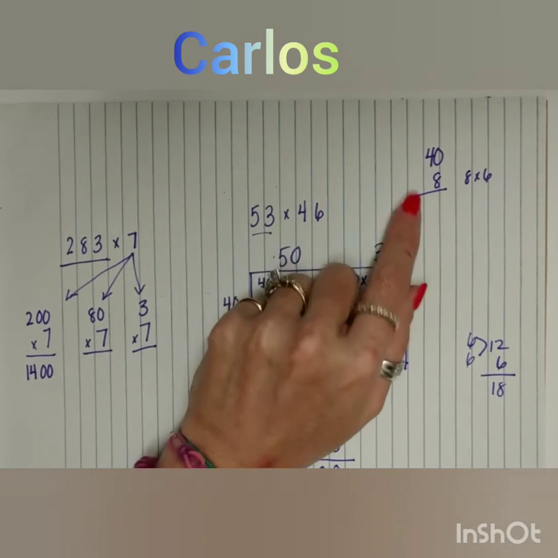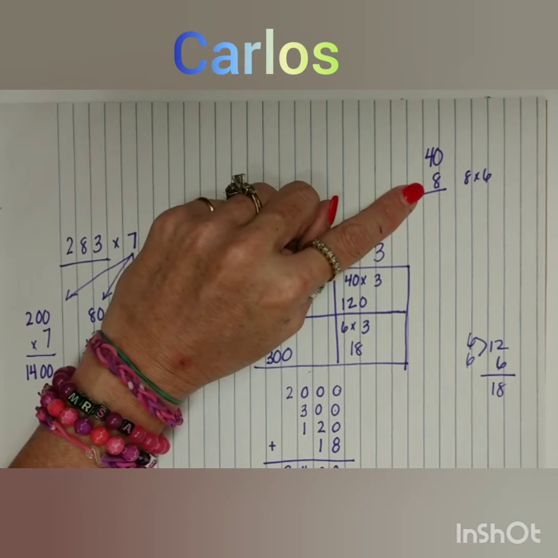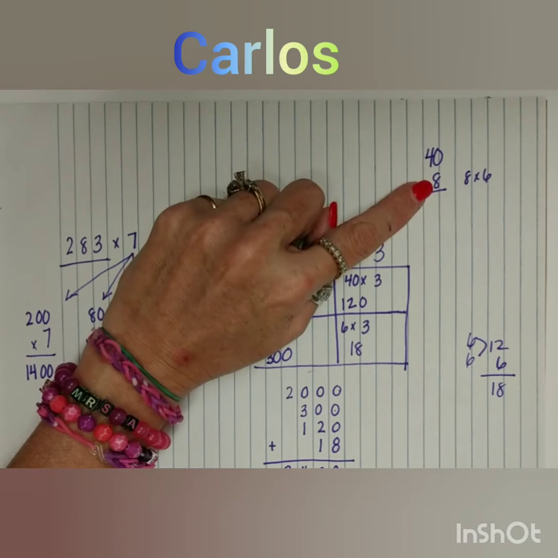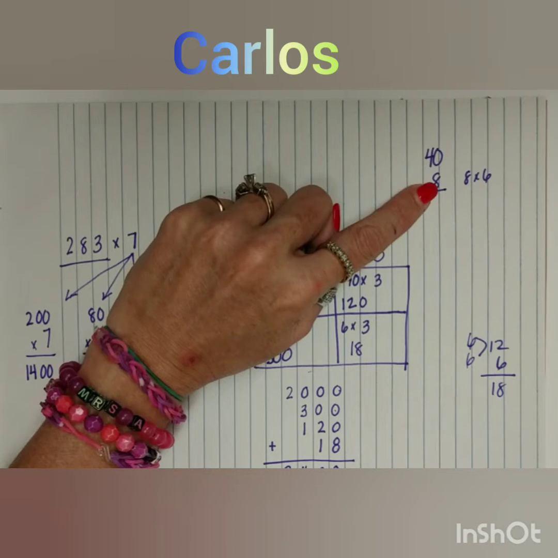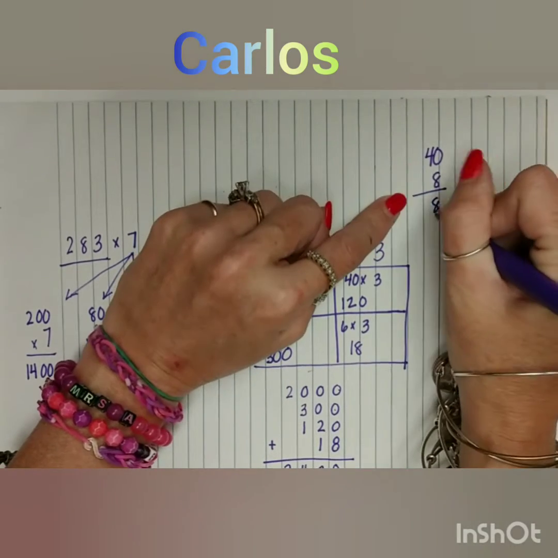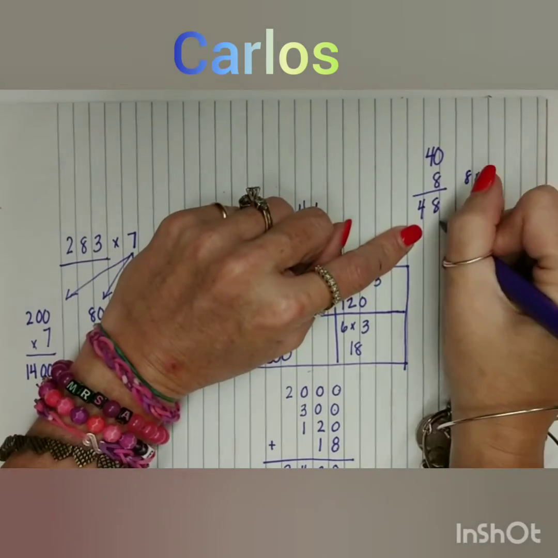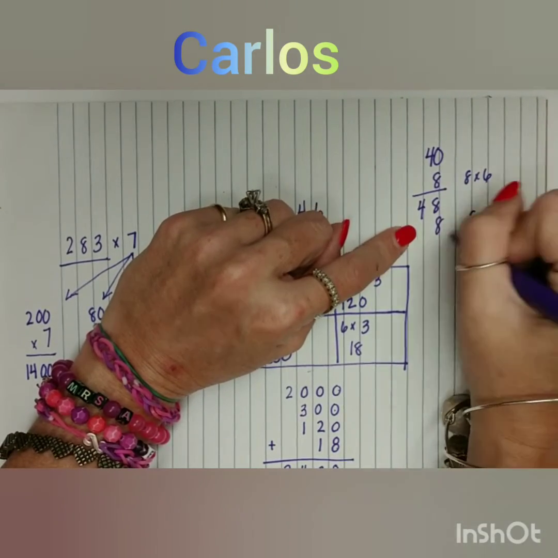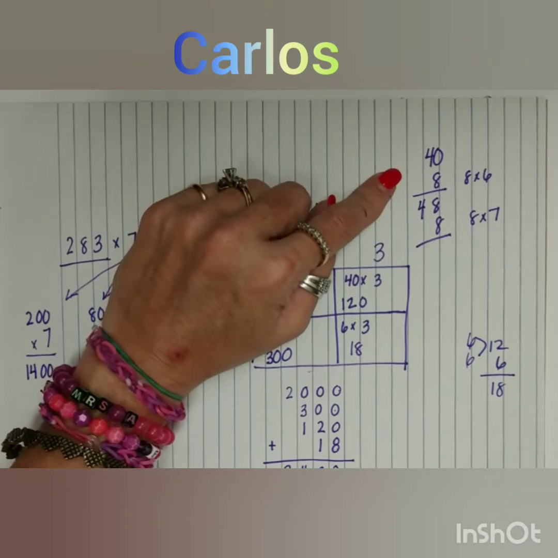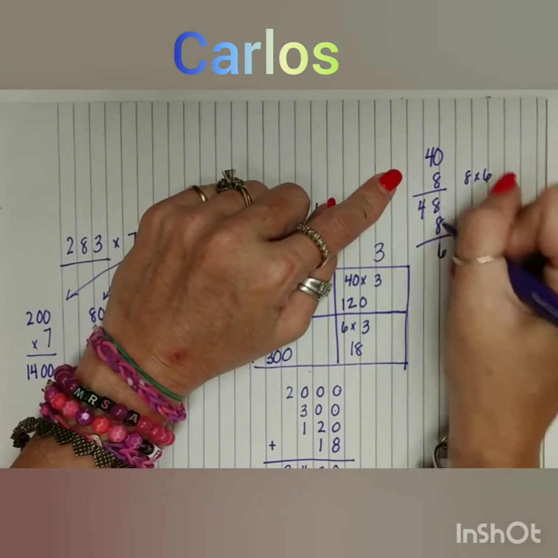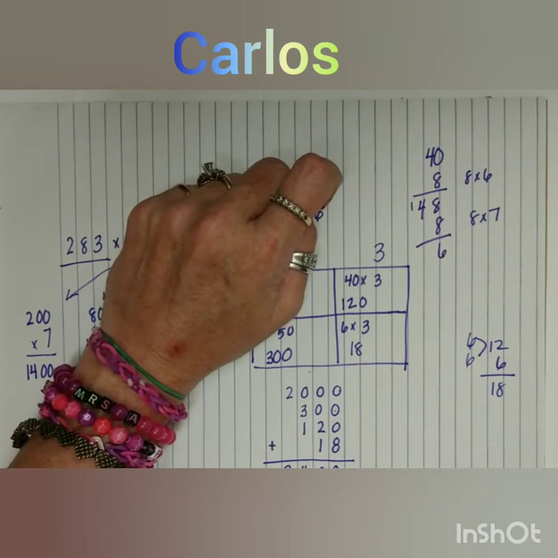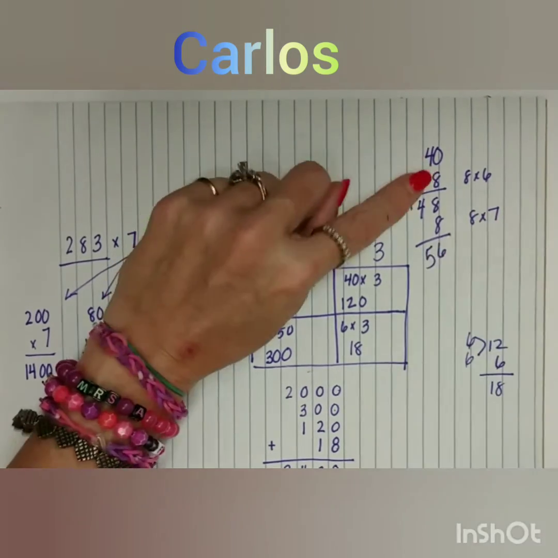No, baby. Let's stick with this strategy. 40 plus 8. 0 plus 8 is 8, and then 4 plus nothing is 4. Okay. And now let's add another 8, and that'll be 8 times 7. So that's where I need to be. What's 8 plus 8? 16. Regroup my 1. What's 1 plus 4? 5.